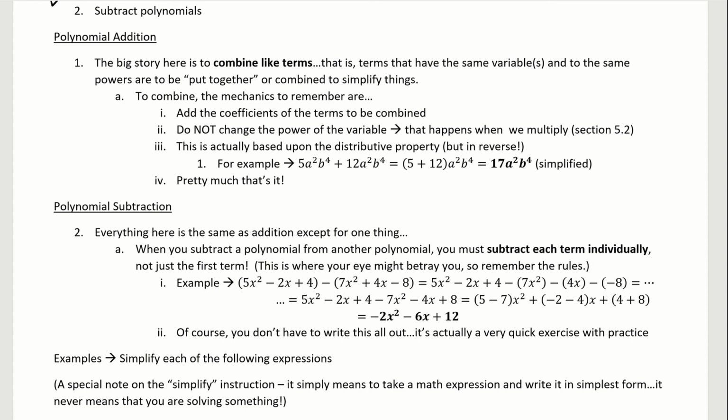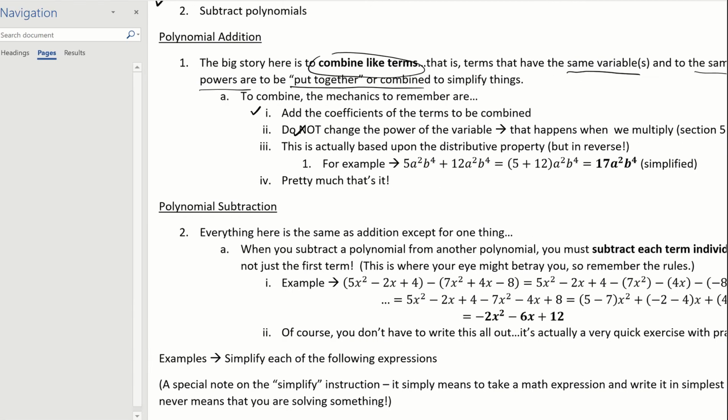Anyway, the big story here is to combine like terms. That's the big story here on how to do the problems in section 1. The terms with the same variables and to the same powers are to be put together or combined. Okay, so to combine, the mechanics to remember are, this is what students think about when they do this. You're supposed to add the coefficients and you never change the power.